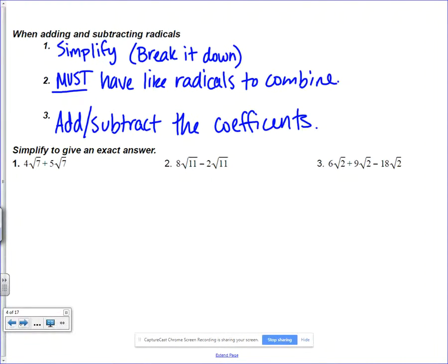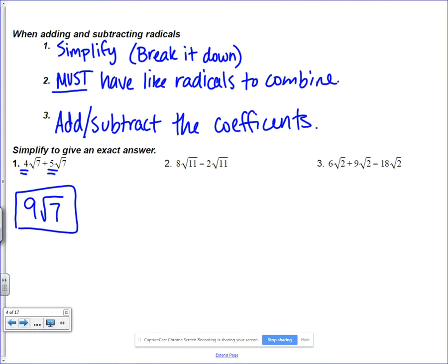Sound good? Okay, so are they like radicals? They are, which means you can put them together. So if I have 4 radical 7's and then I add 5 radical 7's, how many do I now have? You have 9 radical 7's. Notice the radical didn't change. Are we good with that? That's it. Number 2. You're not going to make it radical 14, no. Is that all right? Okay.